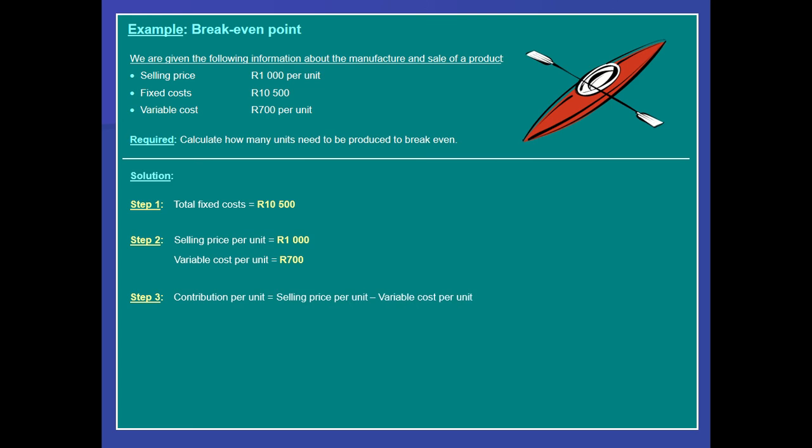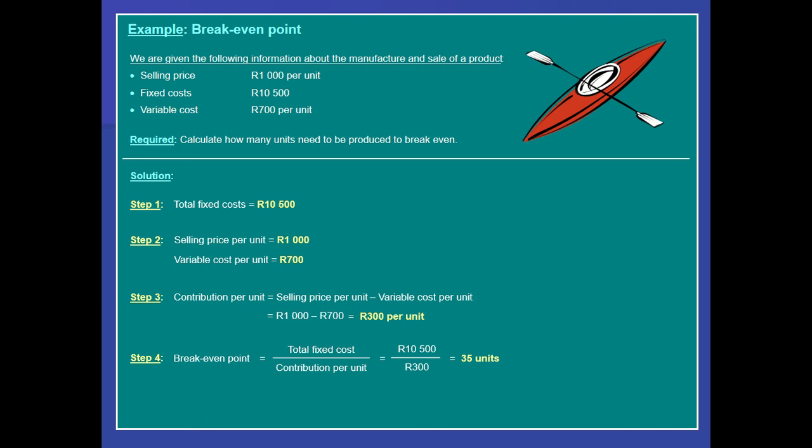I did say contribution per unit is your selling price per unit minus your variable cost per unit, and that will be 1,000 minus 700, which is 300. So your contribution will be 300 per unit, simply like your profit sort of per unit. Okay. To determine your break-even point, you will simply take your fixed cost divided by contribution per unit, which is 10,500 divided by 300. So that will give you 35 units.